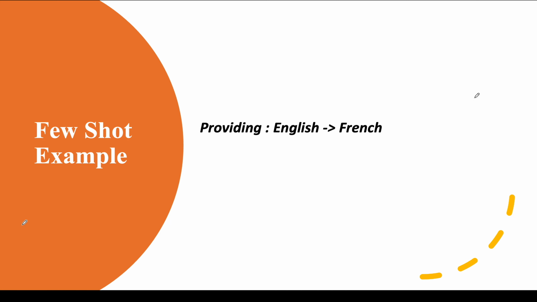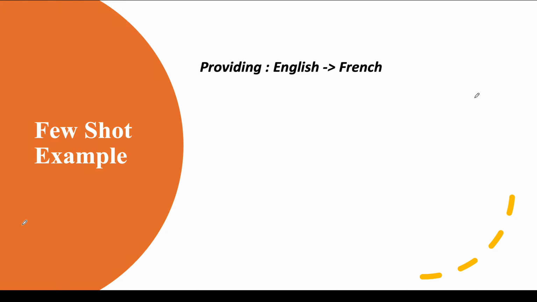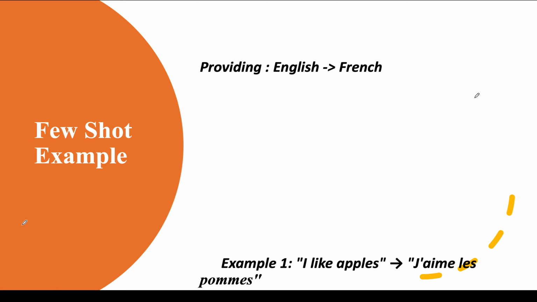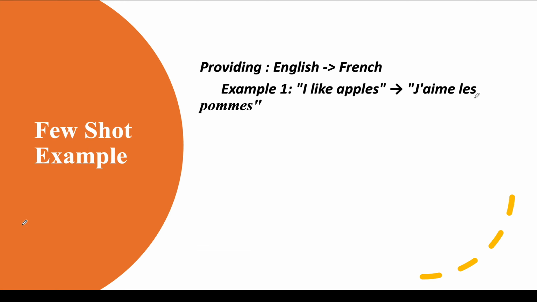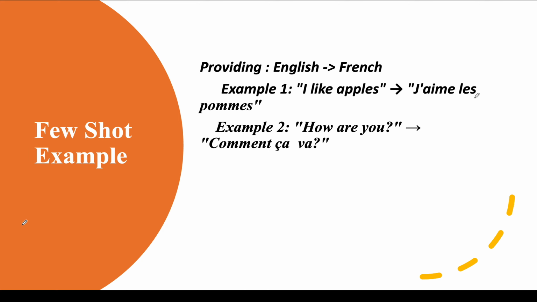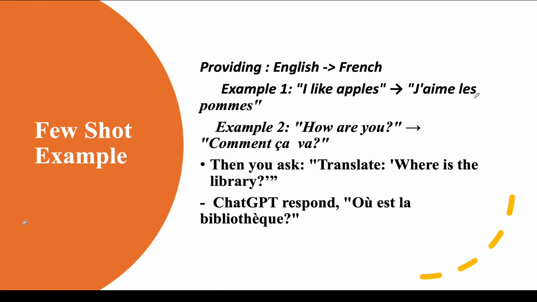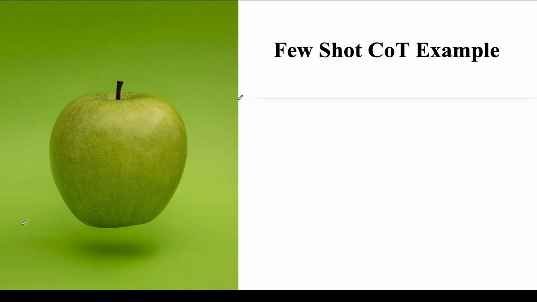Few-shot example. Some examples of few-shot learning are, for example, if I want to perform the task of translation from English to French, then I'll give some examples in the prompt. Some examples could be translating some sentences into French, and then I'll give a question to ChatGPT for translation. For example, I can give the sentence, where is the library? So that ChatGPT responds in French, and it will follow the examples that I have provided.